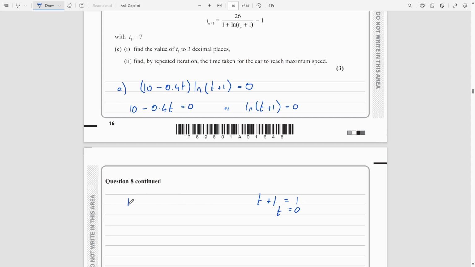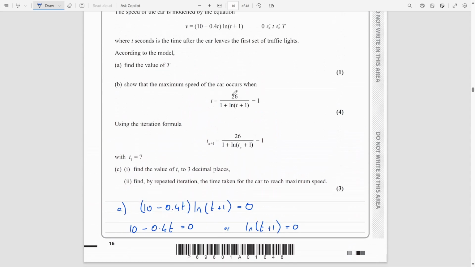Our capital T must be where this one equals 0, where 10 minus 0.4t equals 0. So that's when 10 equals 0.4t. And so t is 10 divided by 0.4, which is 25. So that's the value of capital T, so I should probably just write that down. Capital T is 25.